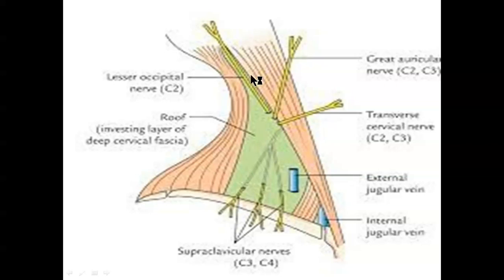Cutaneous branches in the posterior triangle, to be more precise, in the occipital triangle of the posterior triangle, there are four cutaneous branches, which I already mentioned in the beginning of this presentation: lesser occipital, greater auricular, transverse cervical, and supraclavicular nerves, plus your external jugular vein, as you can see. The roof, of course, of any of the triangles, whether anterior or posterior, would be formed by the investing layer of the deep cervical fascia.